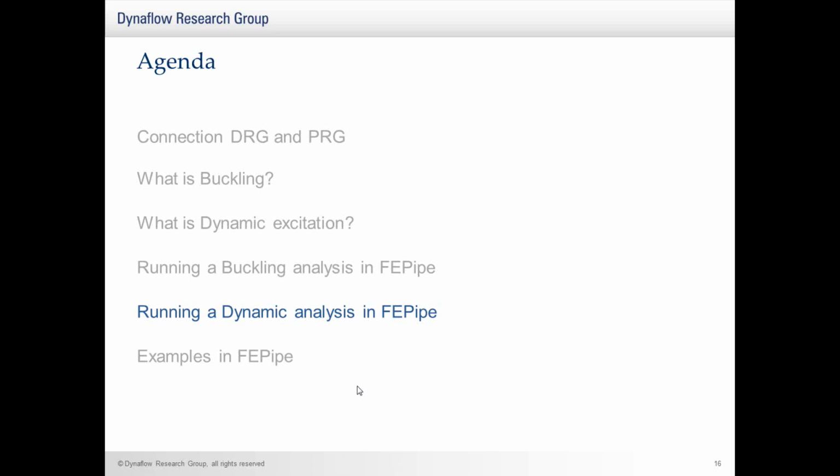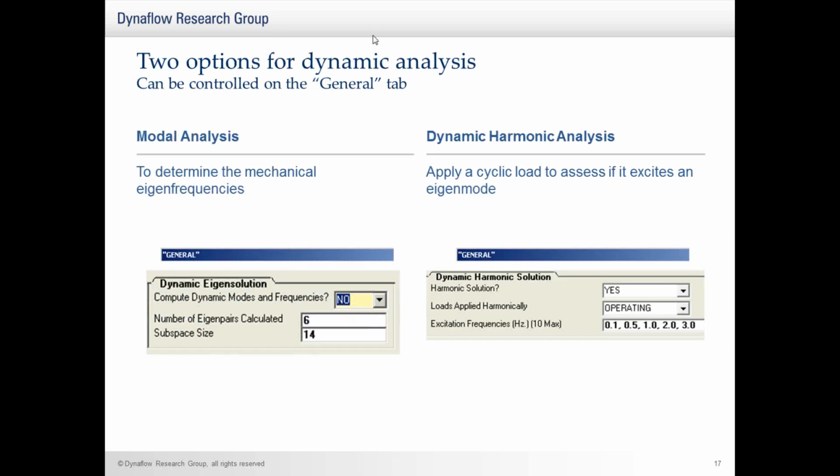Okay, so we'll show you an example of how to do the buckling analysis in a minute, but let's also show you how to set up a dynamic analysis. In FEPipe, you have two options for a dynamic analysis, and as with the buckling analysis, these are controlled from the General tab. The first option is to conduct a modal analysis, and here you can determine the mechanical eigenfrequencies of your structure.